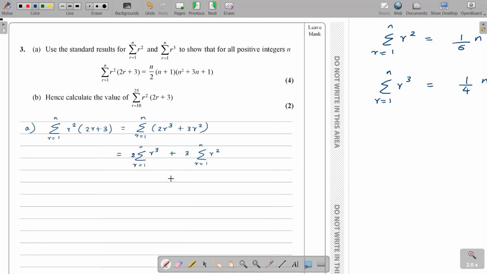Okay, so directly we had to use the two rules that we just derived, that we just wrote down. Okay, so summation of r² is, sorry, this is summation of r³. This is summation of r². So this needs to interchange. Summation of r³ is 1 over 4 n².